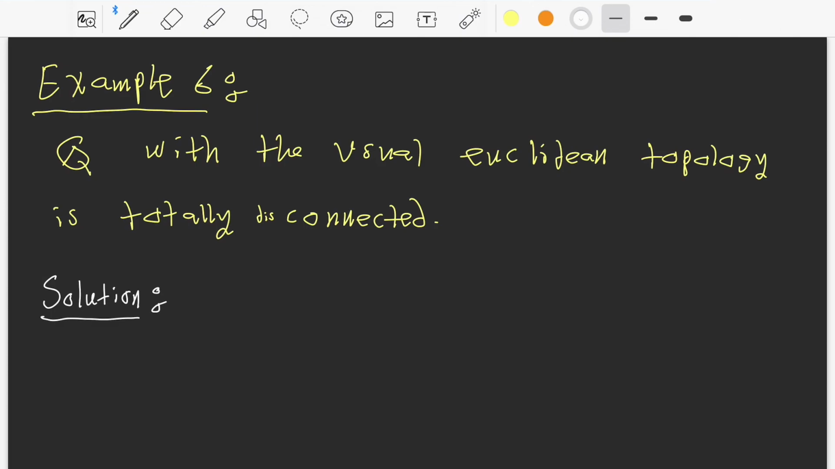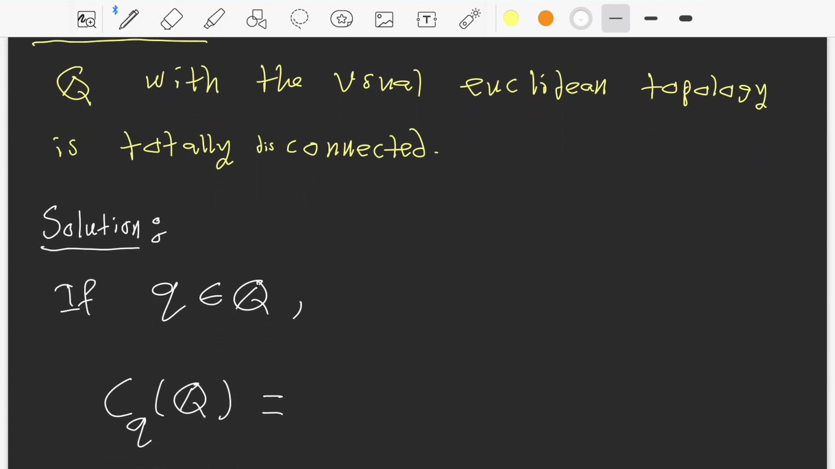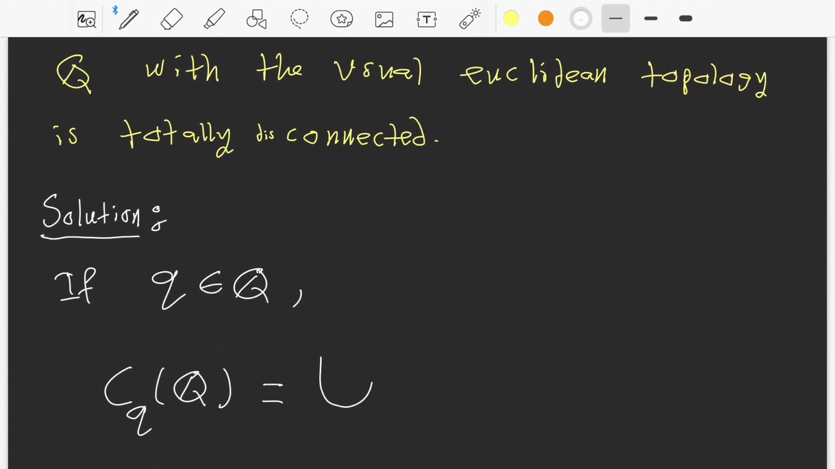Now, how are we going to show this one in this example? Well, this is because if q is any element in Q, we will focus on the connected component containing q, which is, as usual, all the subsets of Q that are connected and containing q.